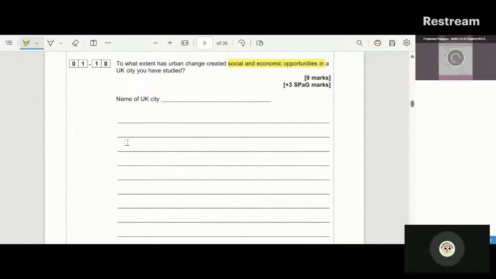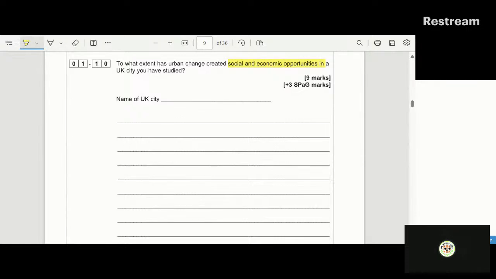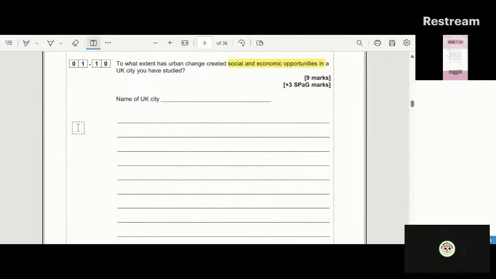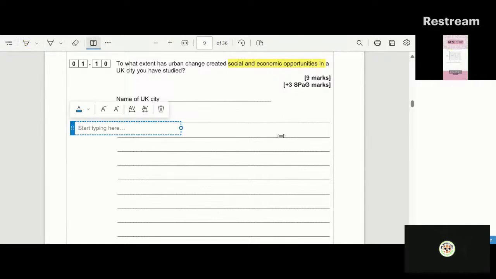Okay, so let's talk about one that we can say. Some points we can make for this. To what extent has urban change created social and economic opportunities? So you can say, splitting your answer up into social.